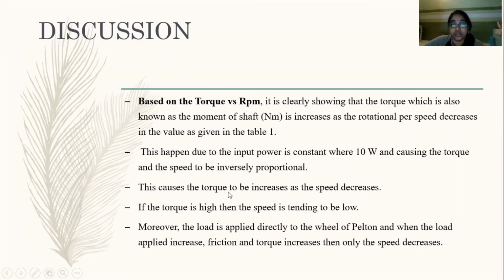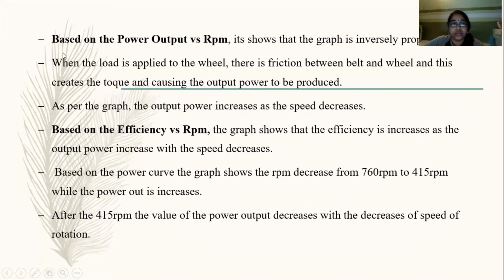Whenever a load is applied directly to the Pelton wheel, as the load increases, the friction and the torque increase, and then the speed decreases. Based on the power output versus RPM graph, it shows the relationship is inversely proportional. When the load is applied to the wheel, there is friction between the belt and the wheel, and this creates torque, causing the output power to be produced. As per the graph, the output power increases as the speed decreases.